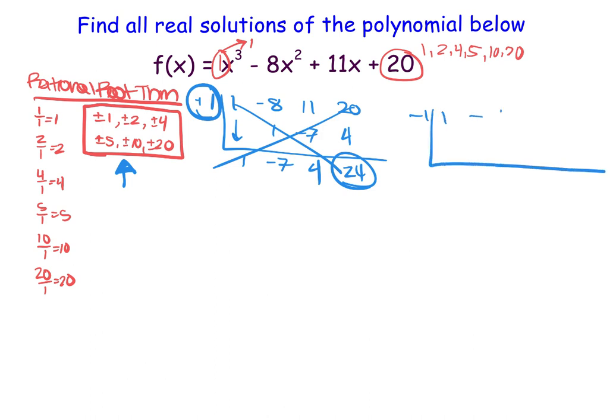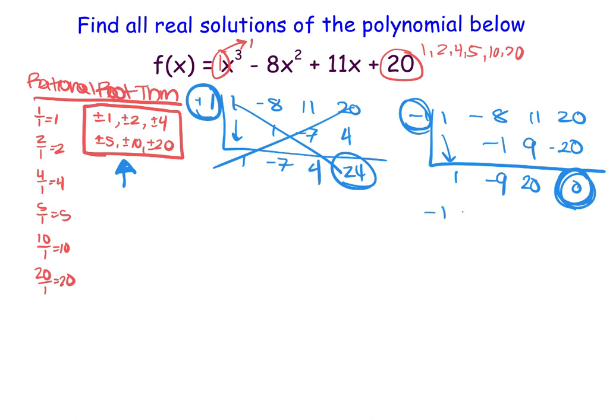So we're going to do 1, negative 8, 11, and 20, and we're always looking for a remainder of 0. So we pull the 1 down, multiply it by negative 1, add straight down, multiply it by negative 1, add straight down, multiply it by negative 1, and look, we get a remainder of 0. So what that tells me is that negative 1 is a solution, or it is a root or x-intercept, all those words are interchangeable, of this particular polynomial.